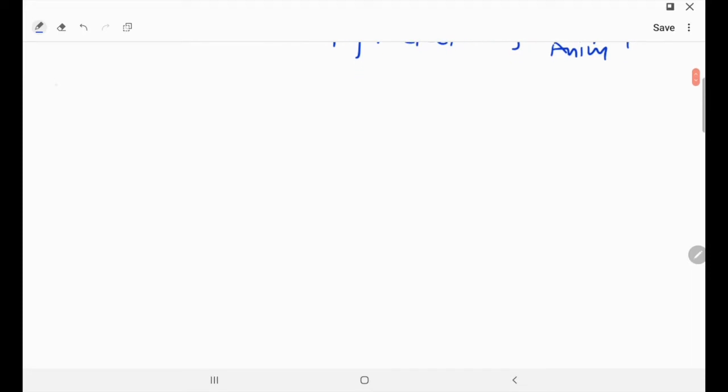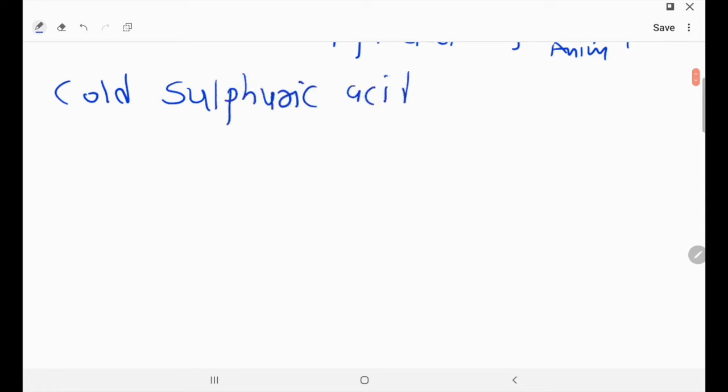Alright, now see how addition of sulfuric acid takes place into the alkene. What you have to take? You have to take cold sulfuric acid. Now what you will do? First of all, let's take the alkene. So this one is ethene.